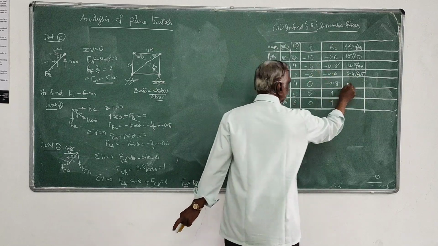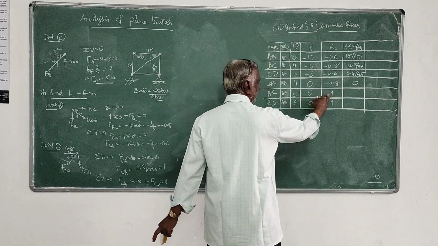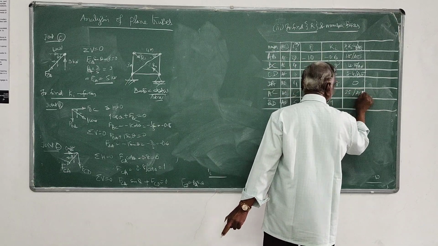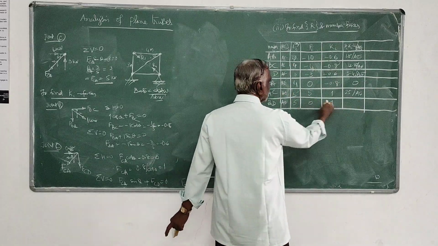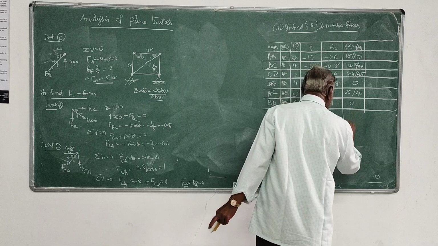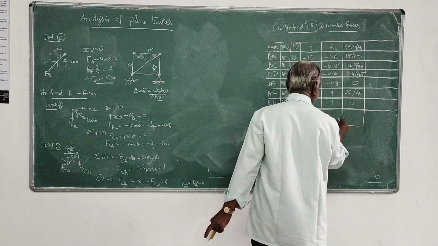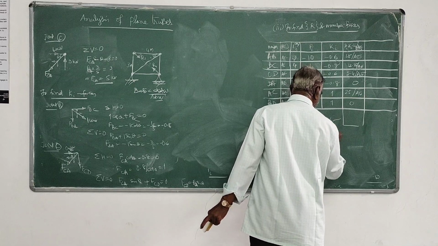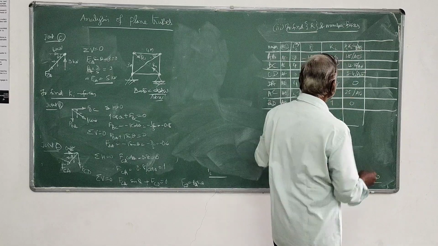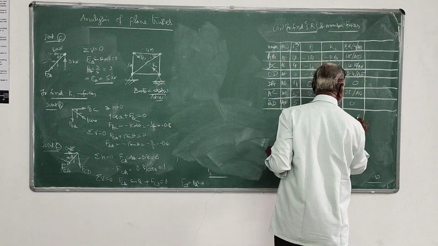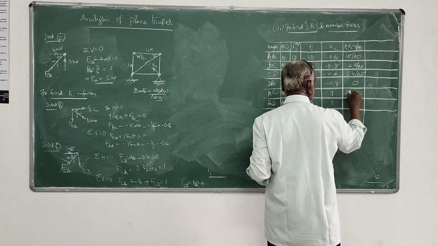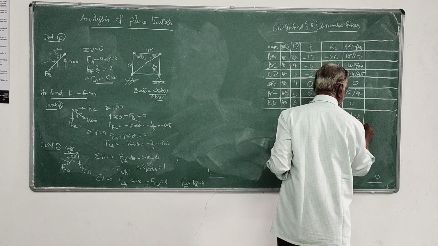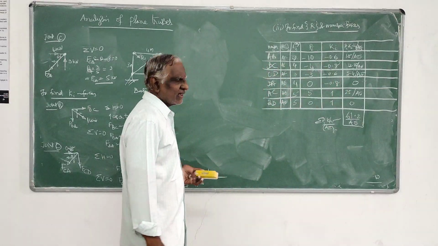Here 0. Here 5, 1 into 1, 5 into 25, it is 25 divided by AE. Then here 0. So you find this sum, sigma Pi Ki Li by AEi. So this sum will be 61.2. 61.2 divided by AE. That's the first information.